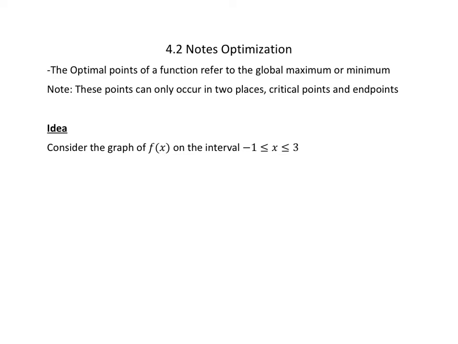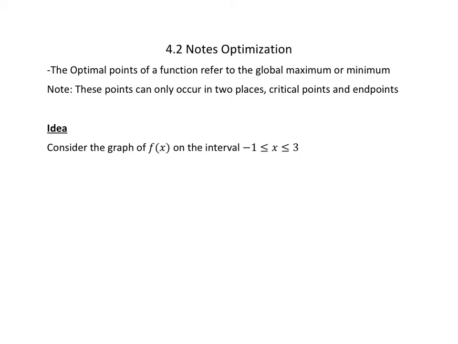In section 4.2, we're going to discuss how to find the optimal points of a function. This would mean, over the course of some period of this function, what is the greatest possible value of the function and the smallest possible value of the function, and where do these points actually occur? So the idea is that these points can only actually occur in two places: either at critical points or endpoints.